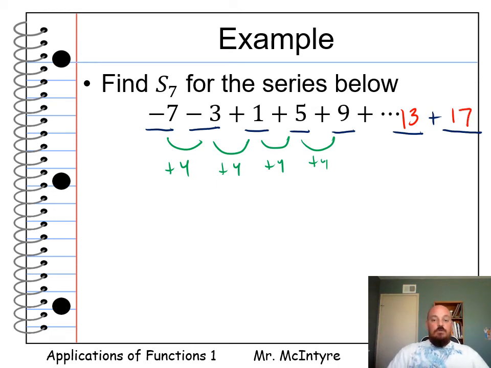So now we have our 7 terms, but that's not the answer to the question, because remember, I asked you to do S7, which means we need to actually add those up. Let's start adding. If we start with the -7 and the -3, that gives us -10. Then we start adding positive numbers. You add 1, you have -9, plus 5 is -4, plus 9 is 5, plus 13 is 18, and then we'll finish it up. 18 plus 17 is 35, and that's our final answer.